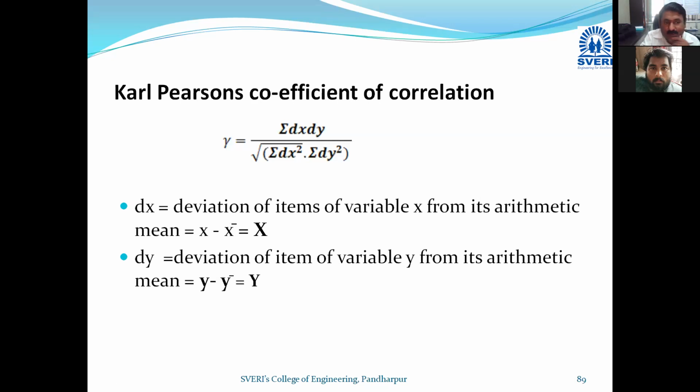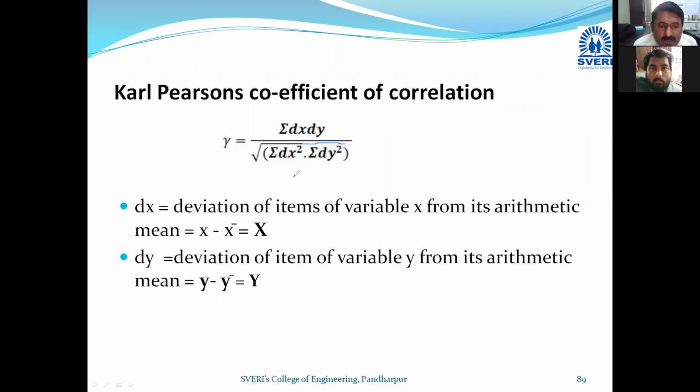Okay, let us see this formula. Karl Pearson's coefficient of correlation. So gamma is equal to summation dx dy, divided by, under root, summation dx square, summation dy square. Now what is dx, what is dy, that is also mentioned, and we will take one numerical in which you will come to know what dx dy is, what x bar is, how it is calculated, and how gamma is to be calculated. So like this we will take one numerical also.